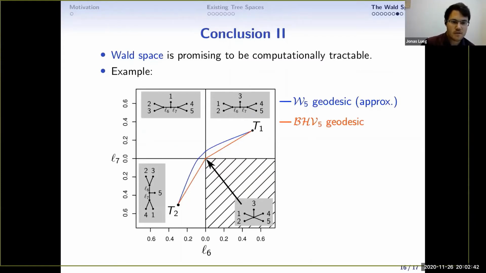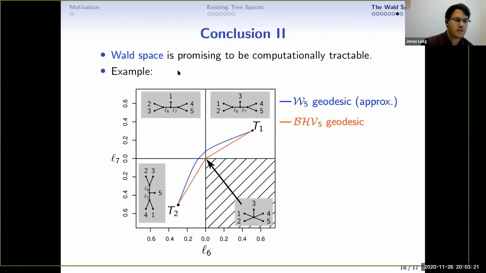And as an example, we consider 2 trees. And this is the usual picture you would see when you would consider an example in the BHV space. So you have these positive orthants. And we have now here the parametrization via the original edge lengths again. And we have basically transformed our geodesic in the Wald space to the BHV space. And we'll see that while the BHV geodesic goes through the star tree, the Wald space geodesic does not. So that might have some interesting implications about, for example, stickiness at the star tree. It might behave very differently.